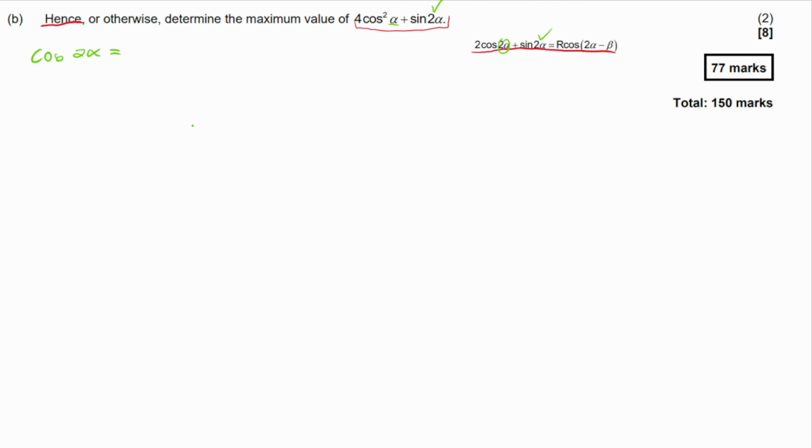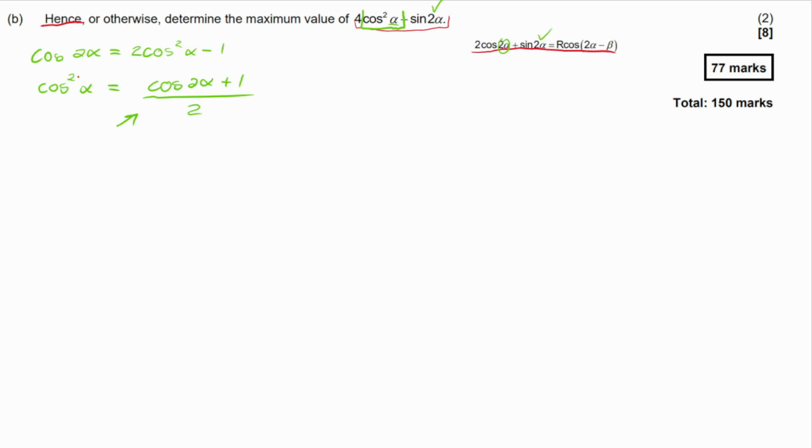It says that it's normally equal to 2 cos squared alpha minus 1. This is what we normally have, right? But we can just rearrange this and we'll get that cos squared alpha is equal to cos 2 alpha plus 1, divided by 2. That's what we'd get because we need to replace this. So we're going to be using this, okay?